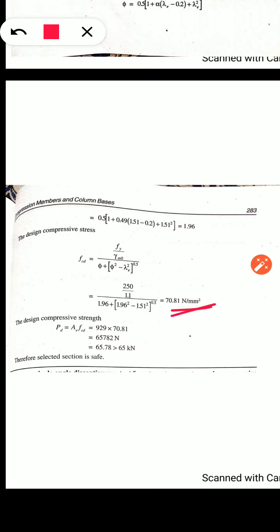Next, to calculate the design compressive strength, it is given by area into FCD. Area is 929, as we got from the properties of the 80 into 80 into 6 section. So area 929 into design compressive stress FCD, 70.89, gives 65.78 kilonewton, which is greater than 65 kilonewton. So you have to select a section in such a way that the design compressive strength you get should be greater than the load coming on it.